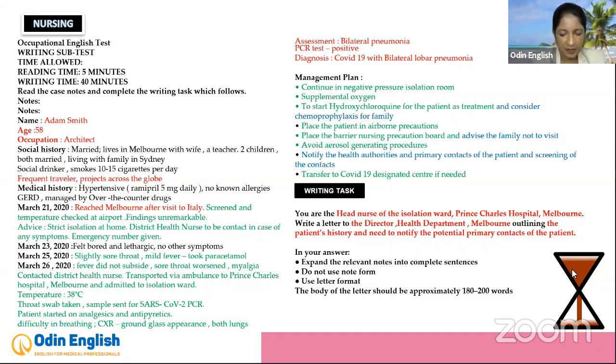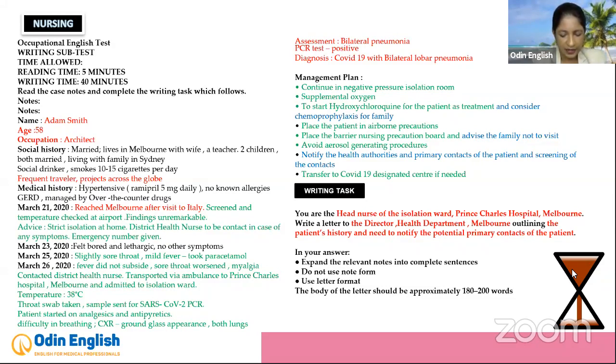Naja Ajayan: I am writing to provide information about Mr. Smith who has been diagnosed with COVID-19 with bilateral pneumonia. Please identify his primary contacts who require screening. So I think that is the introduction.